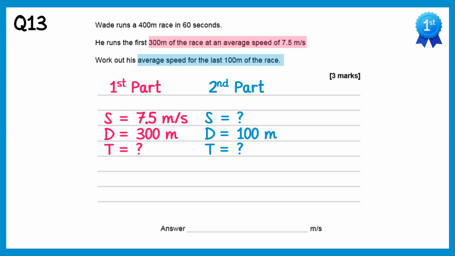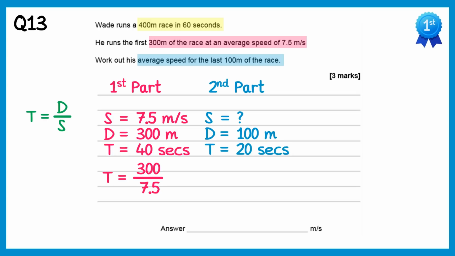So if we go back to the first part, we're missing time, but we know a formula for time. Time is distance divided by speed. So if we do the distance, which is 300, divide by the speed, 7.5, we'll get the time. If you type this into your calculator, you'll get 40. We were also told in the question the total time for the race is 60 seconds. So we can actually work out the time for the second part now. 60 take away 40 is 20 seconds.